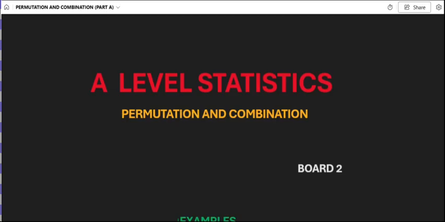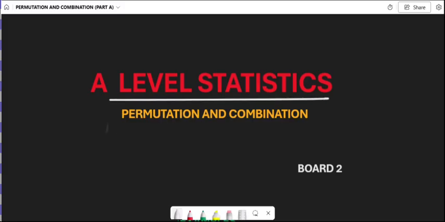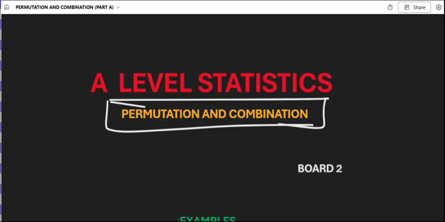Okay, in our A-level statistics today, we are going to be dealing with what we refer to as permutation and combination. In this topic today, we are going to be learning some aspects of what we refer to as factorial and some aspects of permutation. Let's go to the course outline and see what we have.